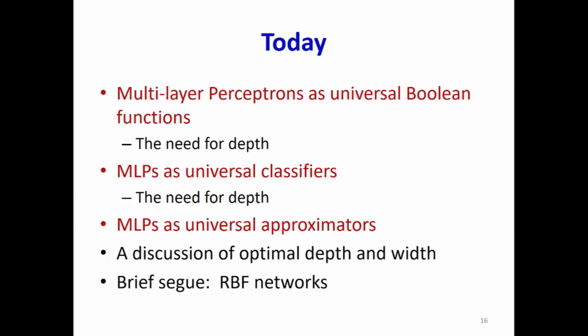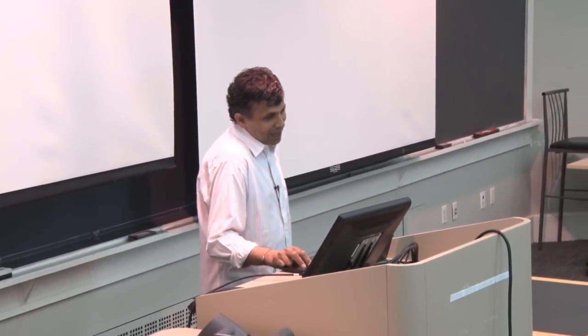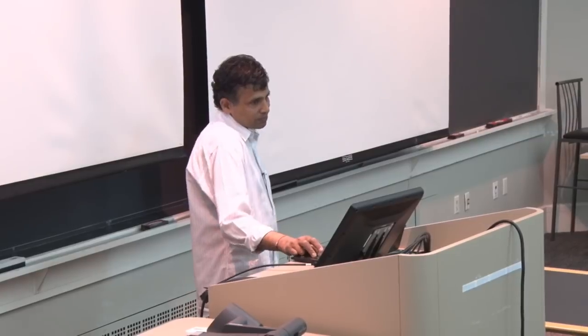Now, multi-layer perceptrons as universal Boolean functions, as universal classifiers, and as universal approximators. That's what we're going to go through today. There is, towards the end, a bunch of slides on something called radial basis function networks, which I will not be talking about, which means, of course, it's going to appear in the quiz, right? Let's start with the very first topic, as universal Boolean functions.